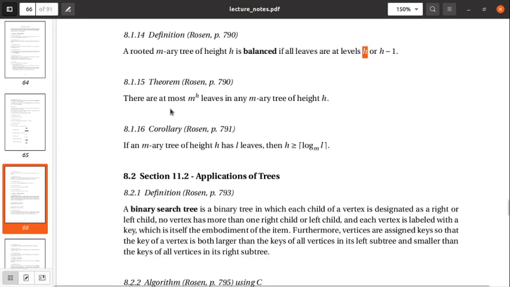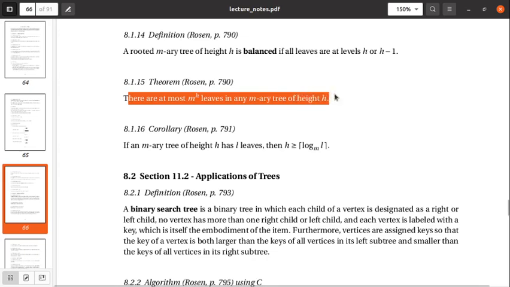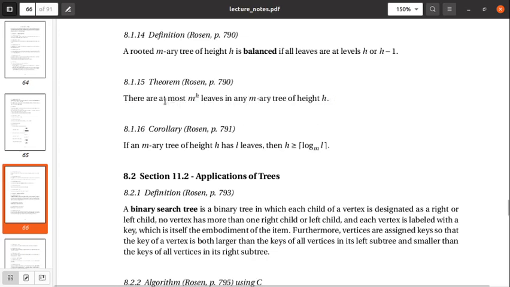Okay, so theorem: there are at most m to the h leaves in any m-ary tree of height h. Remember that h is the maximum distance, and so the tree is essentially maximally full, or has a maximal number of nodes, whenever you stuff in as many as you can. This is reflected in the property that the leaves are also maximal if you stuff as many as you can.